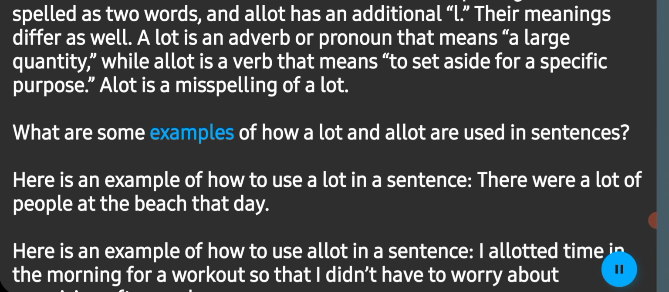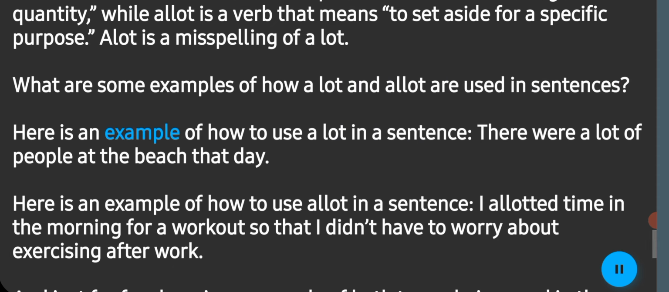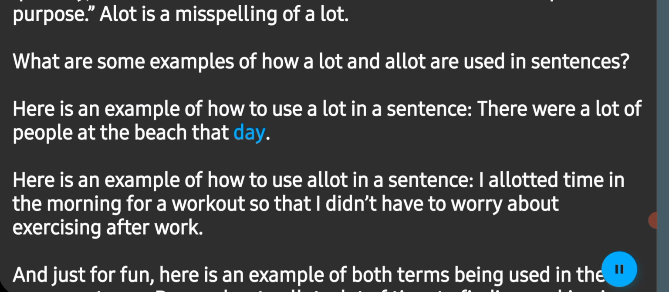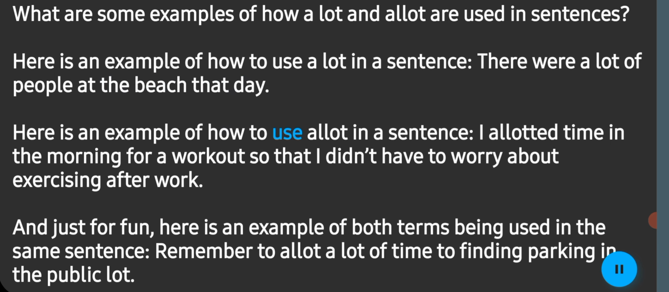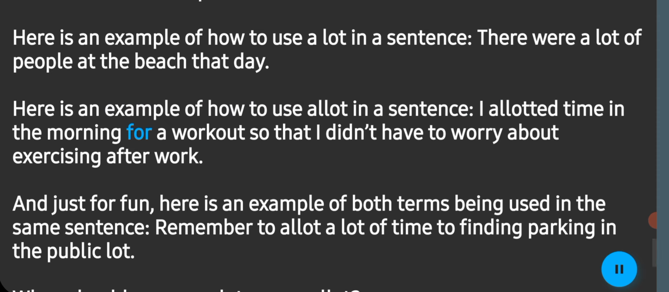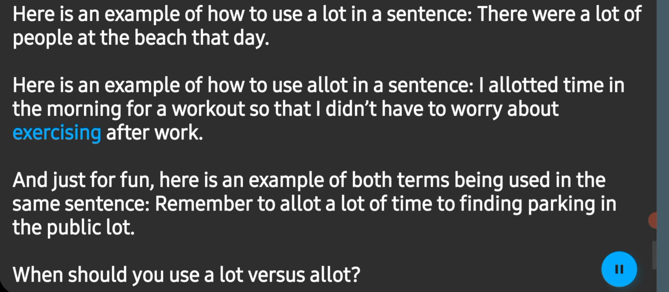What are some examples of how "a lot" and "allot" are used in sentences? Here is an example of how to use "a lot" in a sentence: There were a lot of people at the beach that day. Here is an example of how to use "allot" in a sentence: I allotted time in the morning for a workout so that I didn't have to worry about exercising after work.